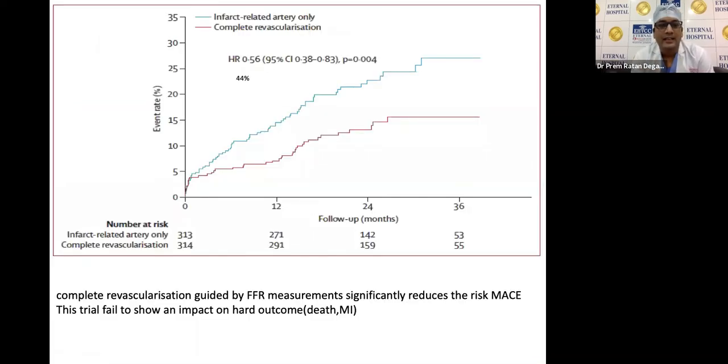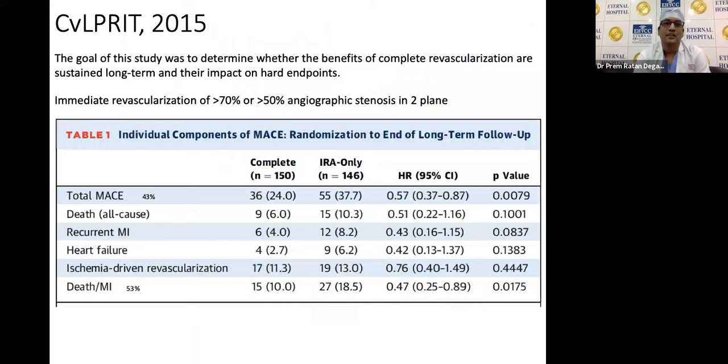So in this DANAMI-3 trial, complete revascularization guided by FFR measurement significantly reduced the risk of MACE, but this trial failed to show an impact on outcomes like death and MI. The CULPRIT trial was published in 2015, and the goal of this study was to determine whether the benefits of complete revascularization are sustained long-term and their impact on hard outcomes. And this is also an immediate revascularization trial.